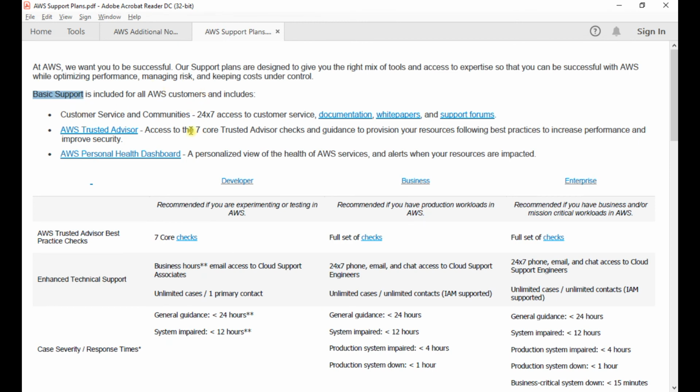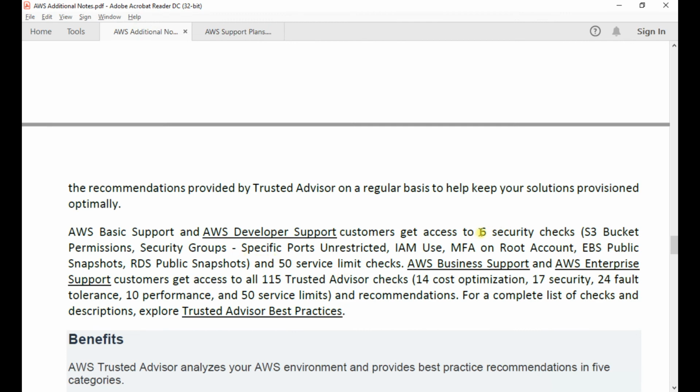So the basic support, as I mentioned earlier, that's free for all, has access to 7 core Trusted Advisor security checks. Which 7 are given? By the time the documentation was written it was 6, but it is 7. The S3 bucket permissions, free of cost. Anyone who has left all open connections, you can get the report. Security groups with specified ports unrestricted, IAM use, MFA on root access, whether it is there or not, EBS public snapshots, RDS public snapshots.